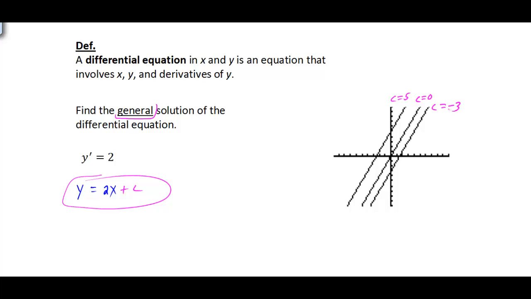So here you end up with a family of functions, or we think of this as a family of curves, because there are many graphs that we could have to represent y equals 2x plus c, because c could take on many values. So your general solution here for this differential equation is basically a family of curves, or a family of different functions where you're adding on or subtracting some value of c.